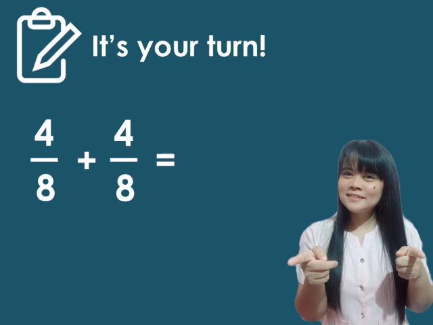Next. 4 over 8 plus 4 over 8. What would be the answer? You got it right. That is 8 over 8. Since 8 over 8 can be simplified, the answer will be 1.